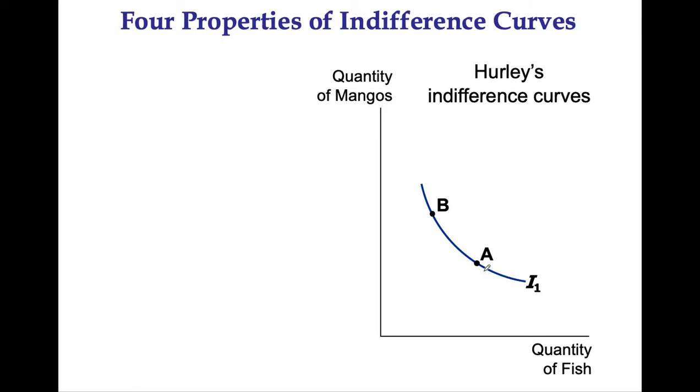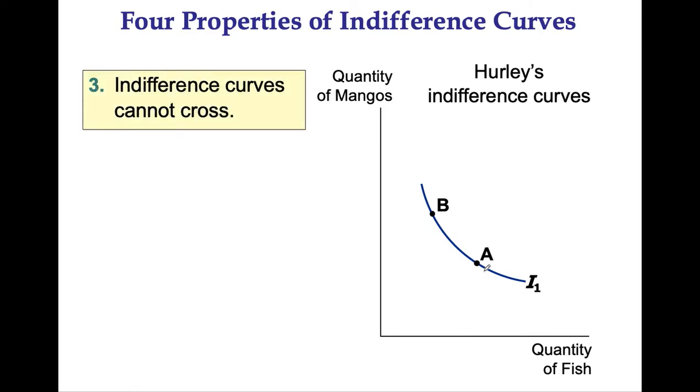The third property: indifference curves cannot cross. They are parallel to each other. Why can they not cross? Suppose, for example, we have this situation where two indifference curves, I1 and I2, cross at point A.